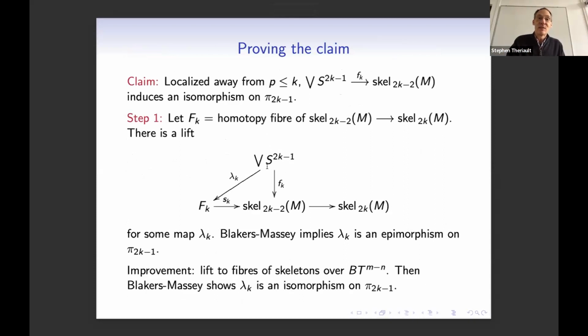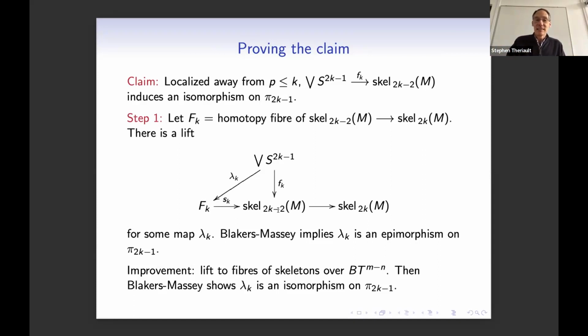And that means that the map lambda k and the map Sk are inducing isomorphisms on pi 2k minus 1. So Fk is too. And that proves the claim, right? And we saw that once we had the claim, we could just walk through the whole strategy to produce a homotopy. That's really the whole argument.